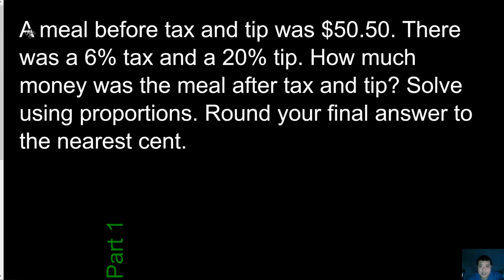Our last example: a meal before tax and tip was $50.50. There was a 6% tax and a 20% tip. How much money was the meal after tax and tip? Solve using proportions. Round your final answer to the nearest cent. Notice how this is going to take two parts, the tax and then the tip.